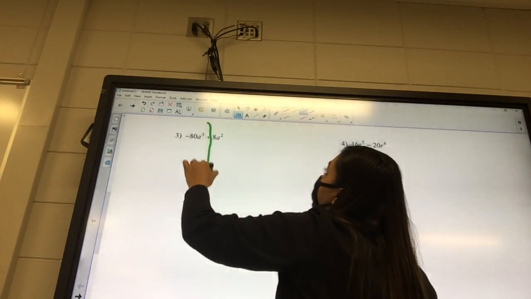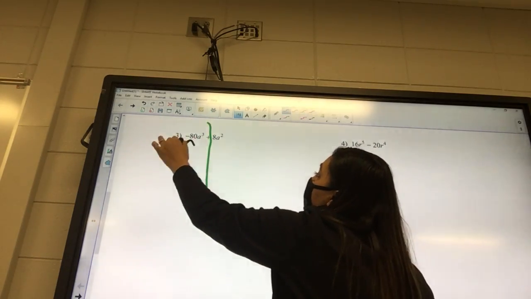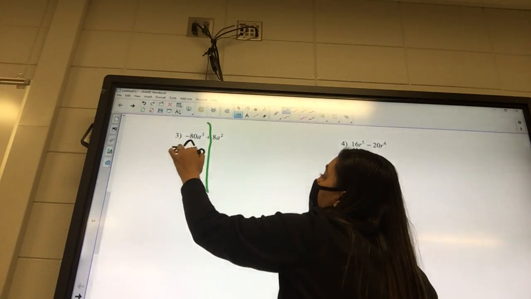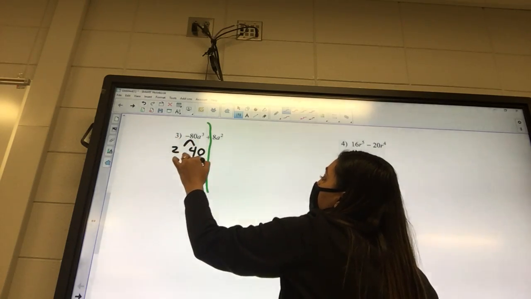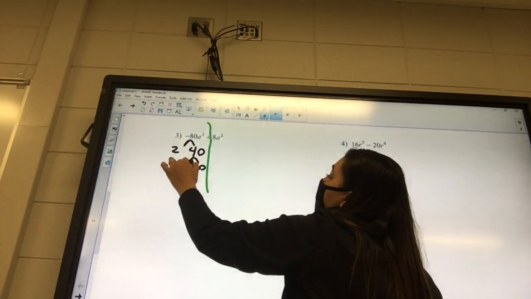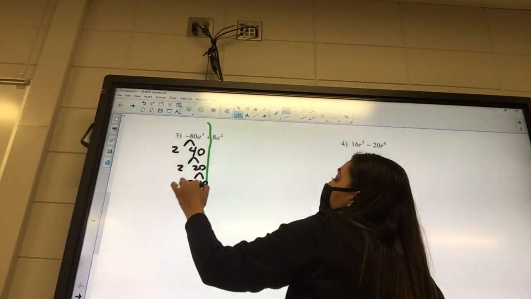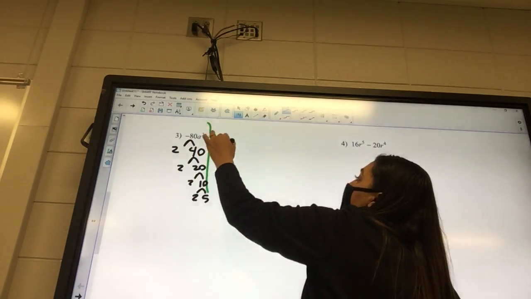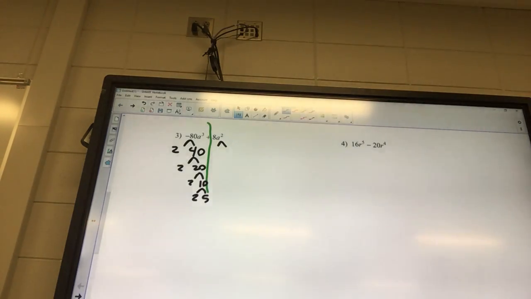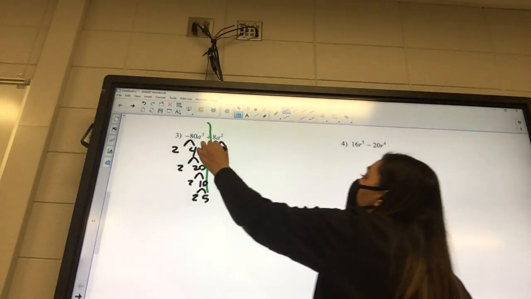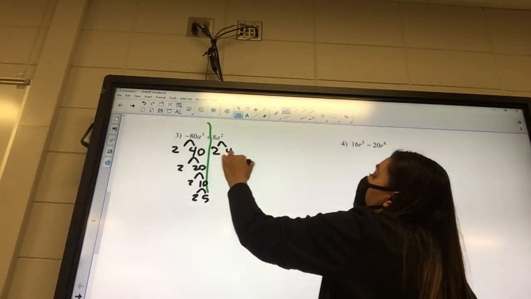What are some factors of 80? 2 and 40. 2 and 20. Ooh, I almost read it wrong. Hold on. 2 and 10. 2 and 5. Good job, Reese. Okay, what about 8? 2 and 4. 2 and 2.